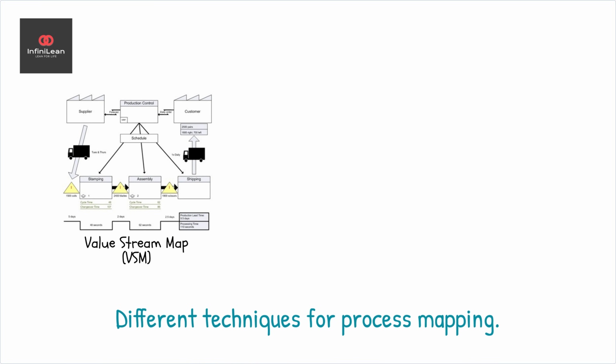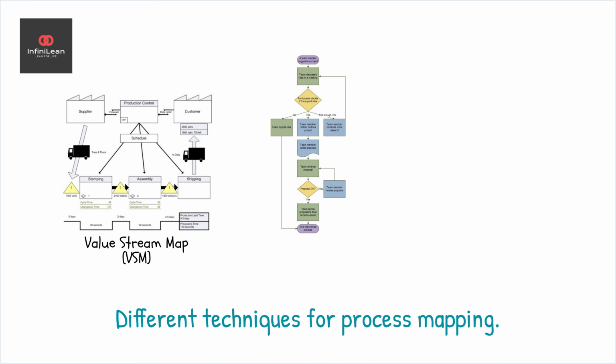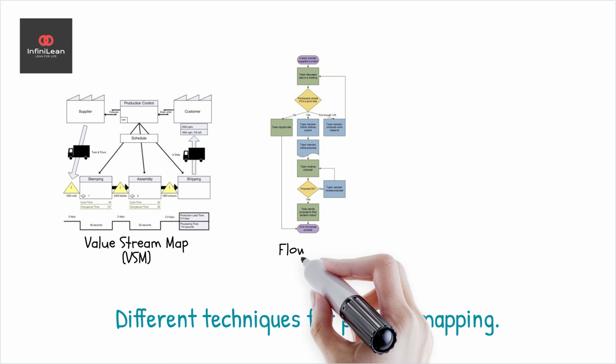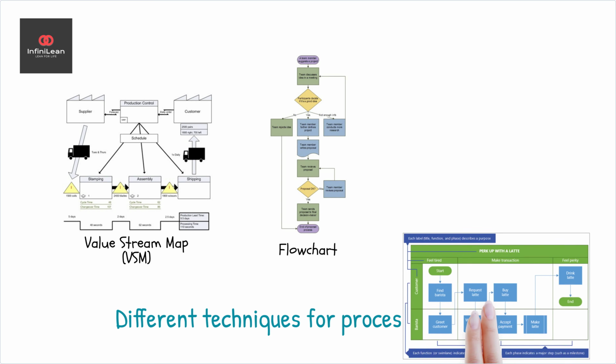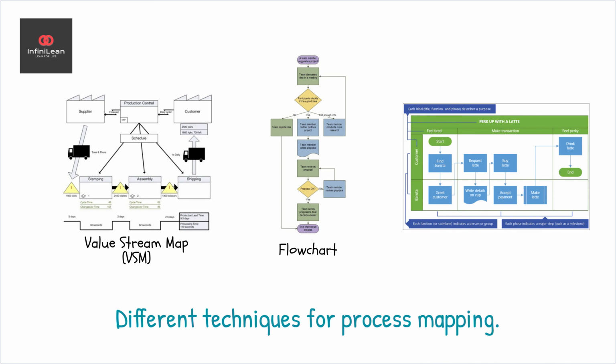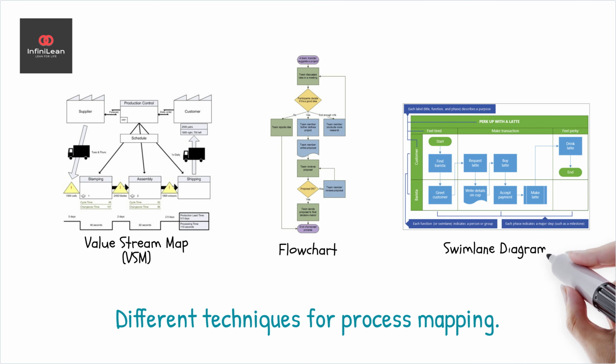VSM provides a big picture of the whole process at the macro level, showing all the processes involved in the production line. Flowcharts are a simple presentation of a sequence of activities involved in one process. Lastly, swim lane diagrams visualize the roles and responsibilities across different departments.